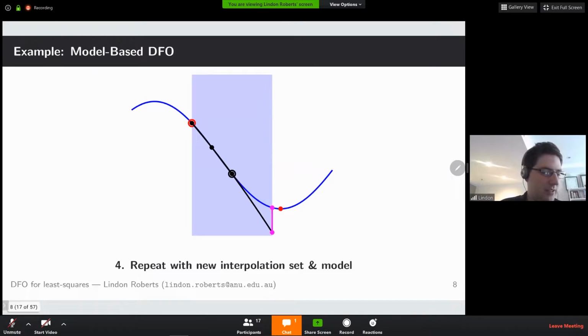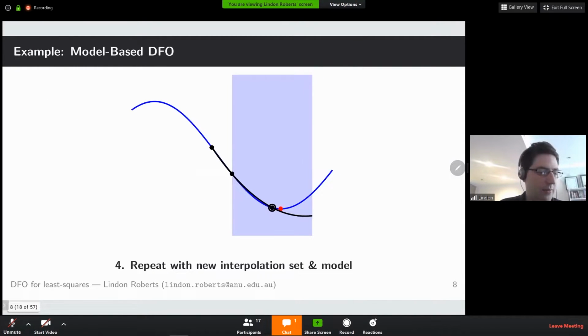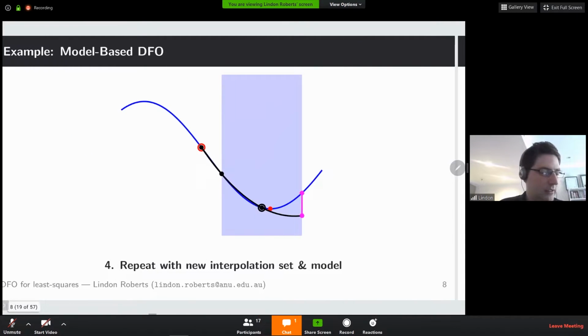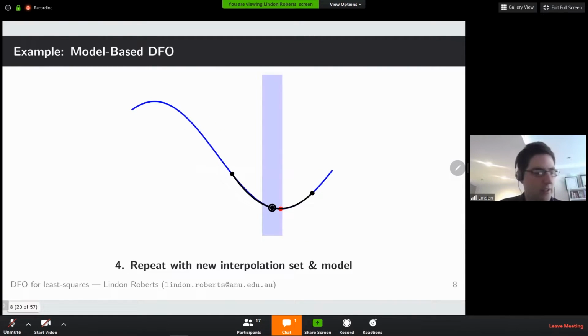I can minimize it, delete a point, and I'm slowly progressing towards a solution. So after a couple of iterations, I've got an approximation that is very accurate for the objective in the neighborhood of the minimum. And so if I minimize that objective, I pretty much hit the true solution. And I'm essentially done.